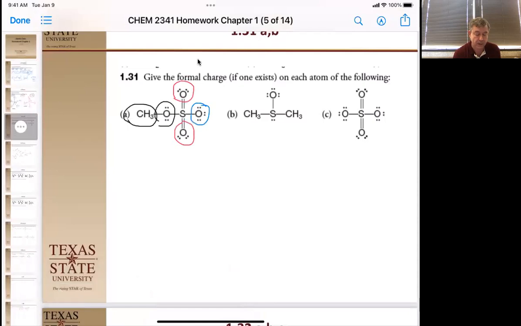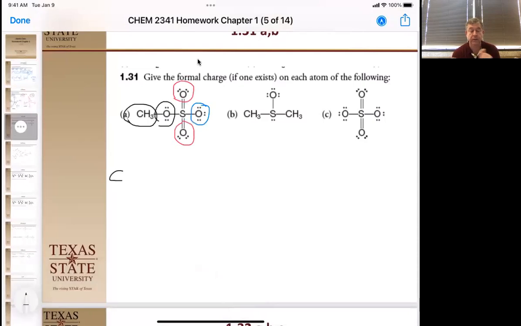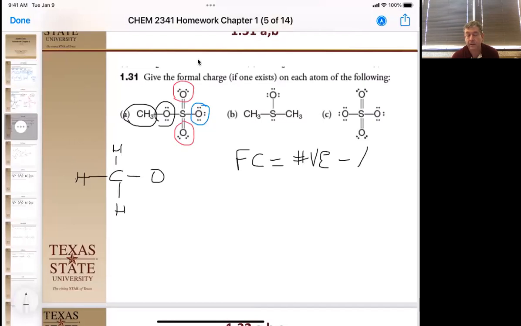So let's look at carbon first. In the carbon here, many times you'll see that carbon's probably always going to be 0 if it has 4 bonds around it, but let's draw it out. We have 1, 2, 3, and then a bond to an oxygen here. So our carbon was in group 4A. So let's do our formal charge thing. Formal charge is equal to the number of valence electrons in the neutral state minus the half of the bonded electrons.